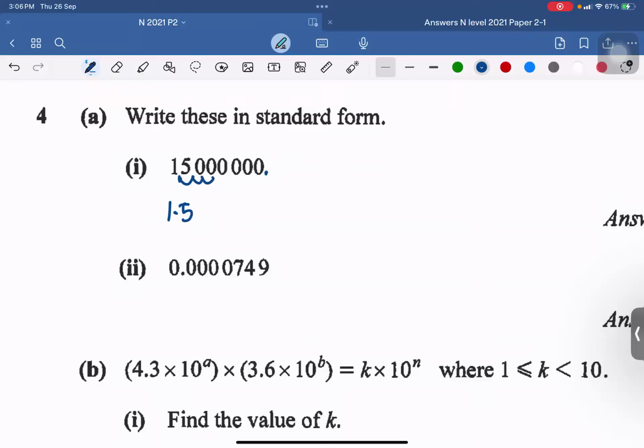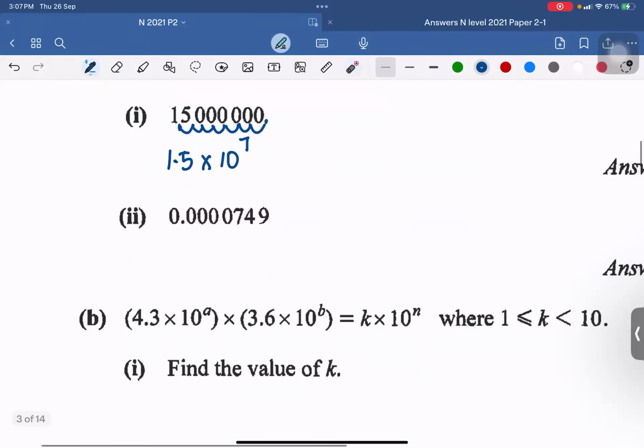1, 2, 3, 4, 5, 6, 7. So it's times 10 to the power of 7. Since this number is bigger than 1, my power here will be a positive power. So this one is my answer, positive power. Now this one is called ordinary form. So all these numbers are in ordinary form. We want to change them into standard form. Again, I want a number smaller than 10, bigger than or equal to 1.